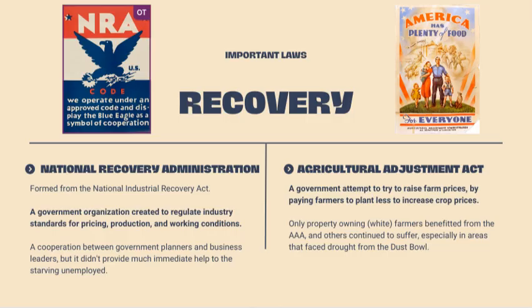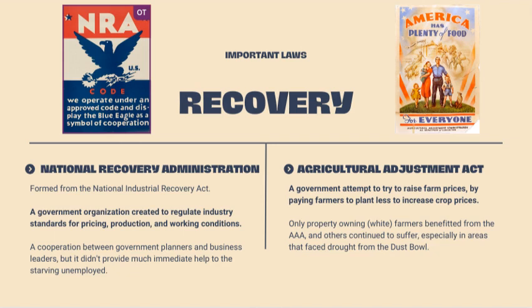The recovery part of the New Deal consisted of two main laws: the National Industrial Recovery Act and the Agricultural Adjustment Act. The NIRA law led to the formation of a National Recovery Administration. This was a government organization designed to regulate industry standards for pricing, production, and working conditions. The Agricultural Adjustment Act was a government attempt to try and help the economy and raise farm prices by paying farmers to produce less to increase crop prices.